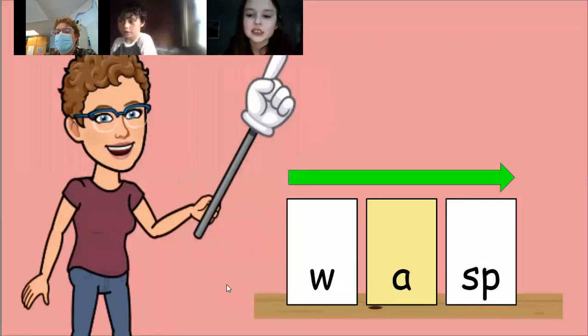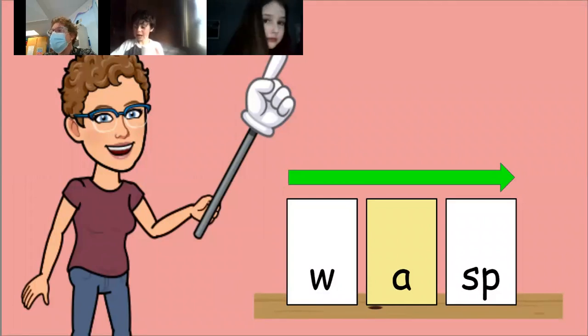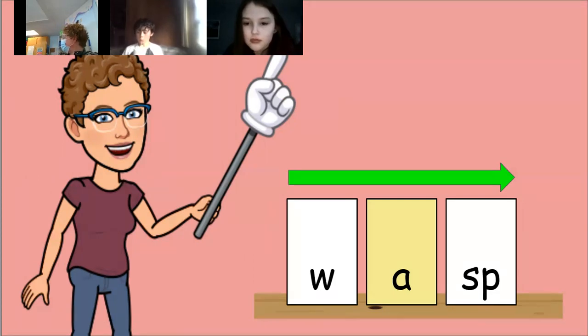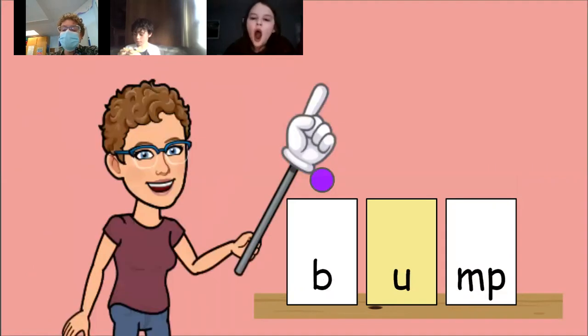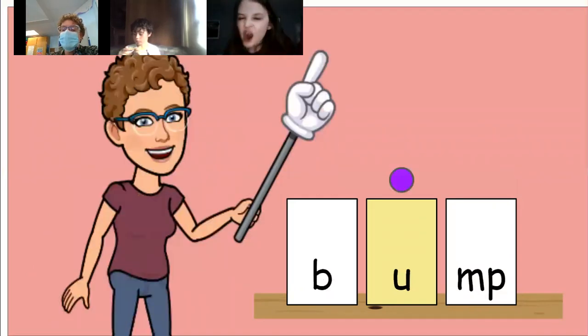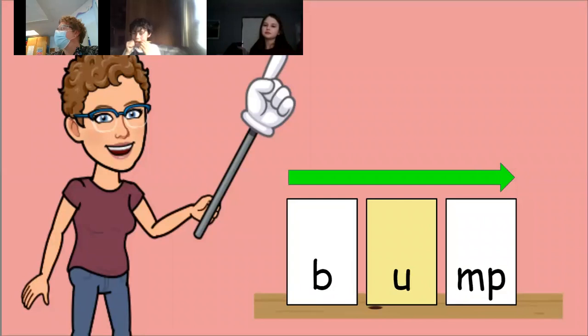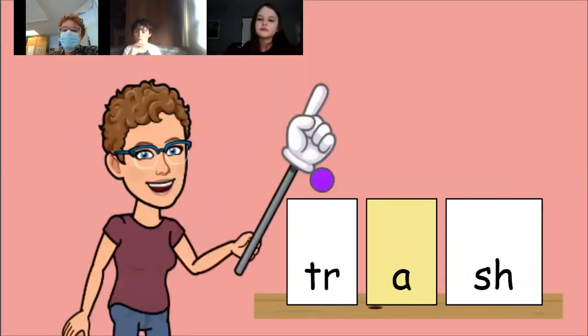Asp. Wasp. Is that a real word? So this one's tricky, right? Because it's spelled like a real word, but the way we sounded it out, is it a real word? No, it's not a real word, but is it a real word if we spell it differently? Yes, then it's asp. All right, how about bump. Is that a real word? Yes, it is a real word.